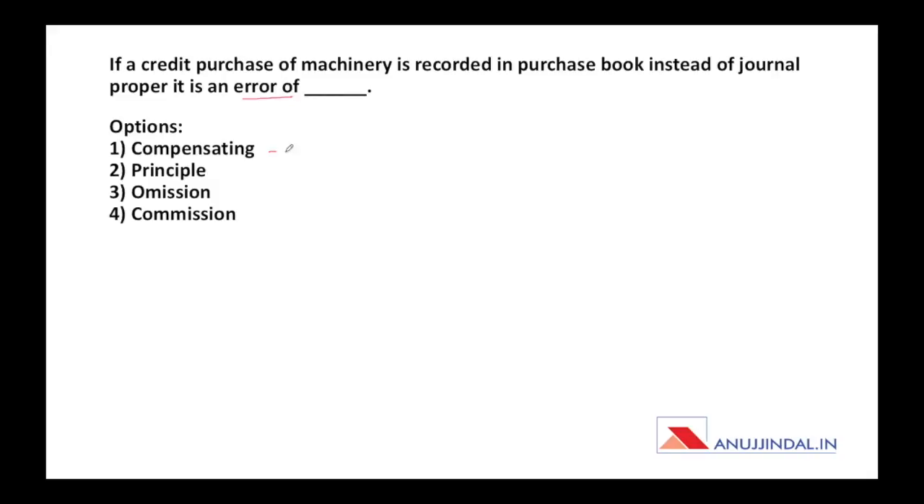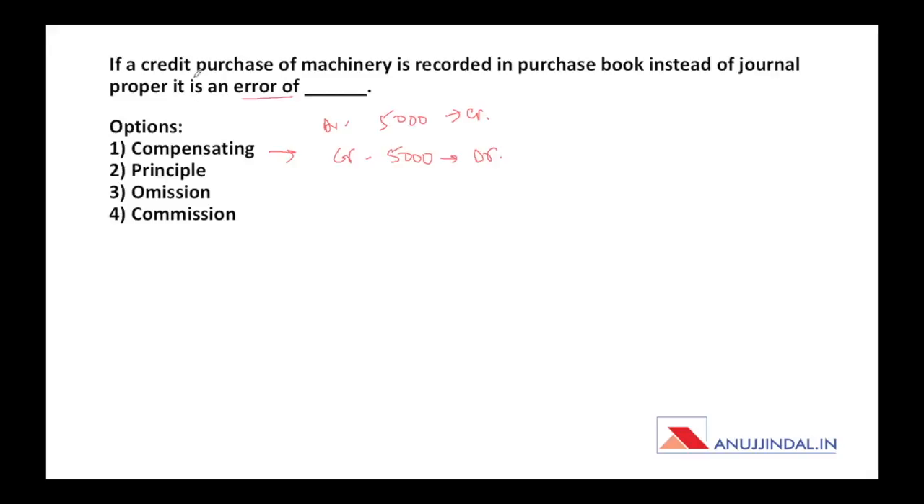Compensating error is an error which is compensated by another error of the same kind. For example, you made an error of 5,000 rupees wherein it was supposed to be debited, but instead you credited it. But on the other hand, there was another entry which was also for 5,000 rupees. It was supposed to be credited, but you debited it. So you debited what was supposed to be credited, and you credited what was supposed to be debited. Therefore, you have compensated one error for another one.